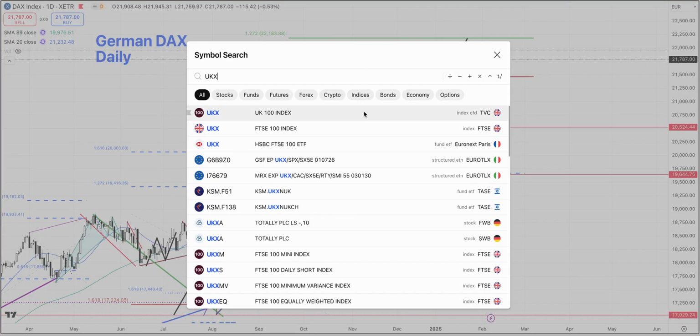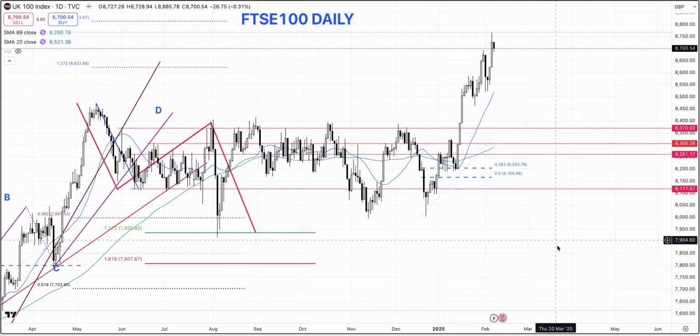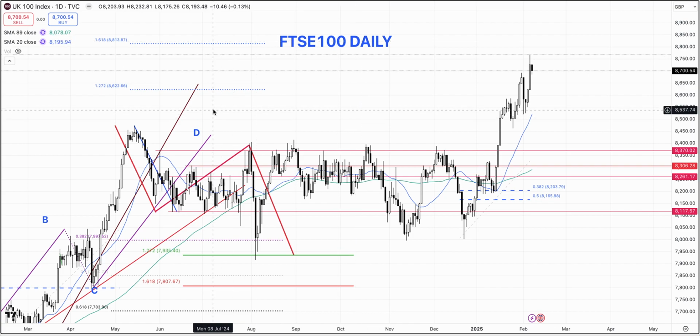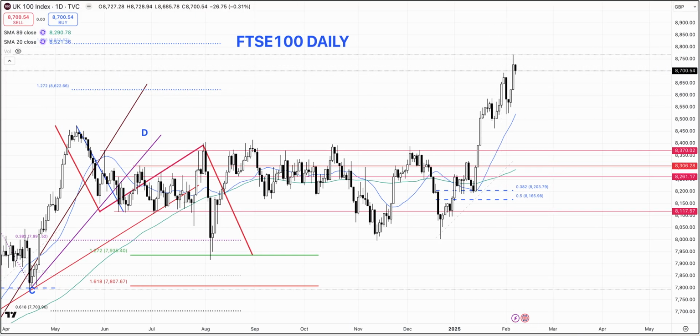And if we take a look at the FTSE 100, it has completed one of our first targets. Now I think it could even make an attempt towards the 8800. Yeah, it wasn't too far from it, so maybe there's a possibility it could do that. Let's see if it is able to do that.